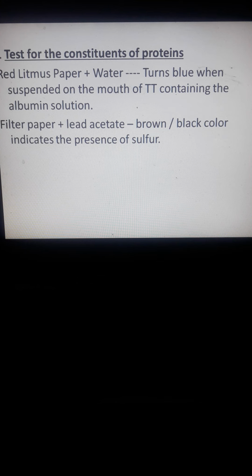Okay, so test for the constituents of protein. Red litmus paper plus water turns blue when suspended in the mouth of the test tube containing albumin. So if the albumin solution turns it blue, that is basic. Filter paper plus lead subacetate, so the presence of black color indicates the presence of sulfur. So your filter paper will turn black.